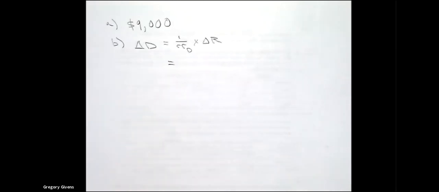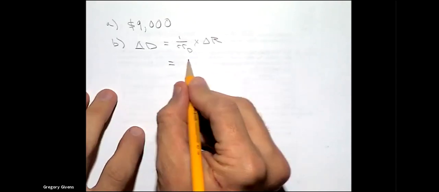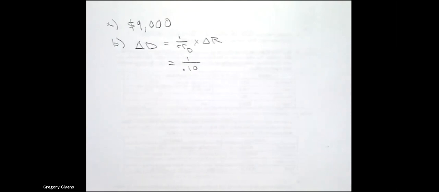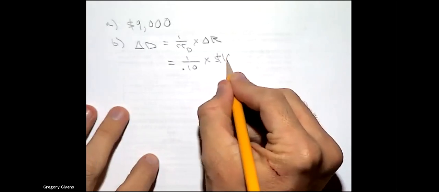Well, in this problem, what is the required reserve ratio? It's 1/10, right? So 1 over 0.1 times the change in bank reserves. Now be careful about this. This is the change in reserves throughout the entire banking system. So ultimately, when this bank receives a deposit of $10,000, all of those funds are ultimately going to enter into the banking system in the form of reserves, right? It's a $10,000 increase in bank reserves.